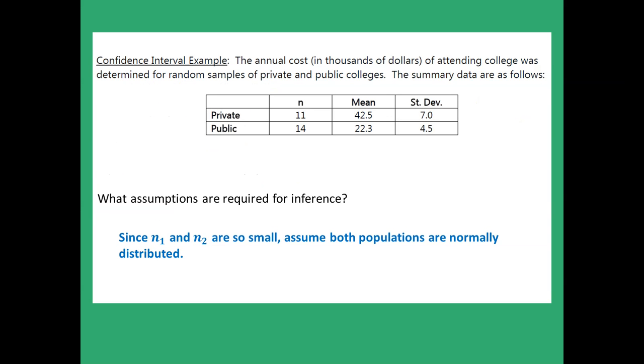The confidence interval example: estimating the mean difference between the annual costs of private and public colleges. We have two tiny sample sizes, so since n1 and n2 are so small, we're going to assume both populations are normally distributed. And what I mean by n1 and n2, and going forward, subscripts of 1 and subscripts of 2 in general, is that subscripts of 1 are in the first row and subscripts of 2 are in the second row, so 1 for private and 2 for public.